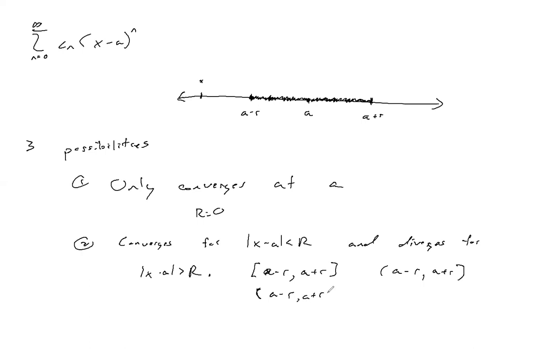Maybe it doesn't converge at either endpoint, or okay, so the endpoints, we got some possibilities as well. All right. And then what's the third possibility? Okay, so what have we seen so far? Maybe it only converges at a single point, maybe it converges on this finite interval, or maybe it converges everywhere.